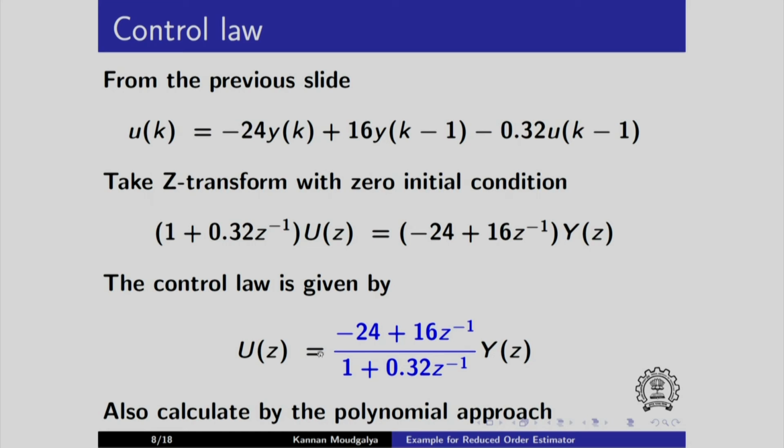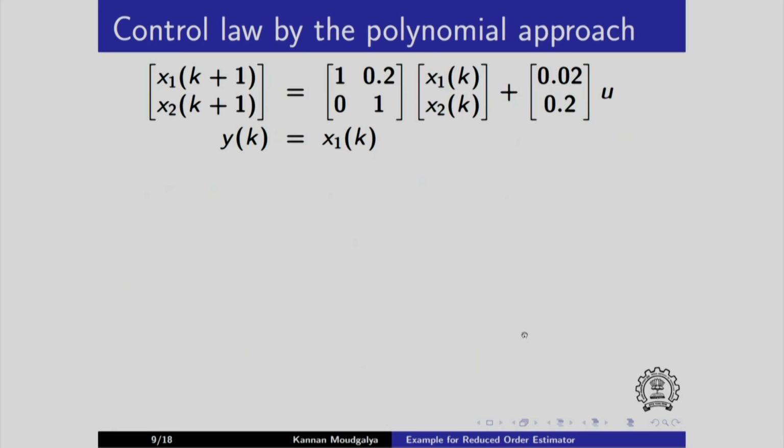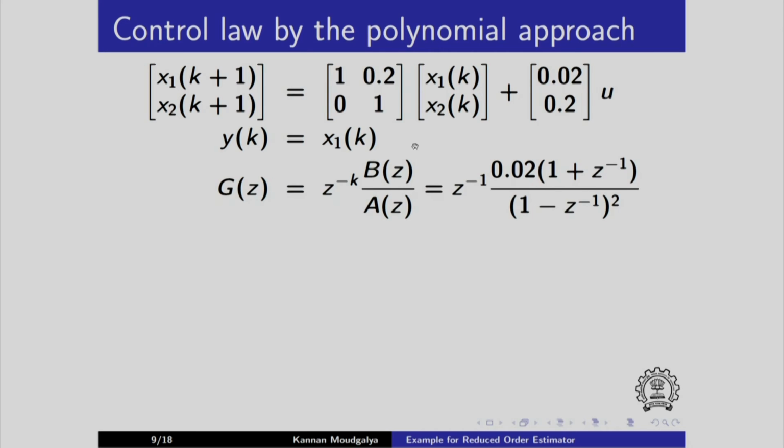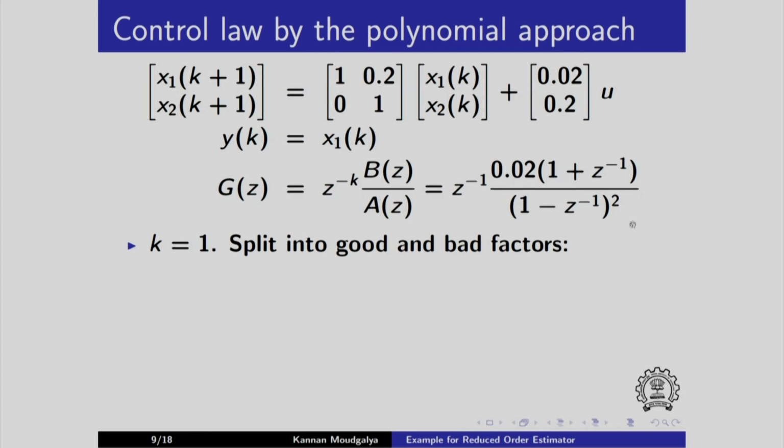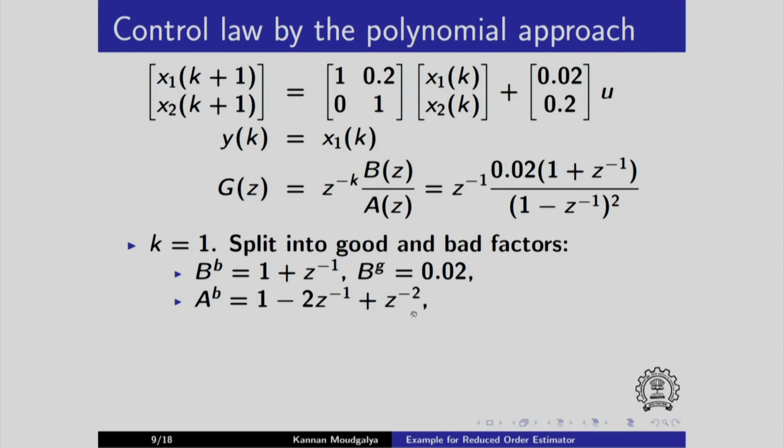Let us also calculate by the polynomial approach. The state space expression is given here. When I take Z transform, I get this transfer function. Notice that k is equal to 1. Split this into good and bad factors. So BB is 1 plus Z inverse, BG is 0.02, AB is this whole thing which I have written in expanded form, AG is 1.